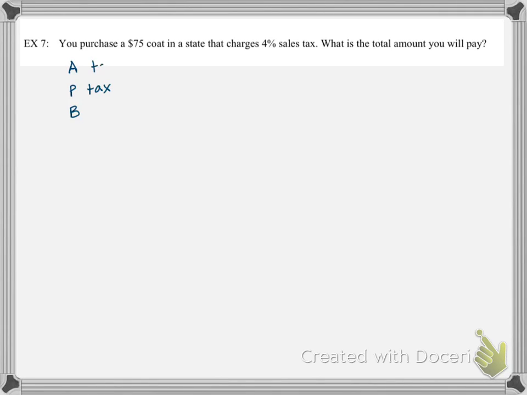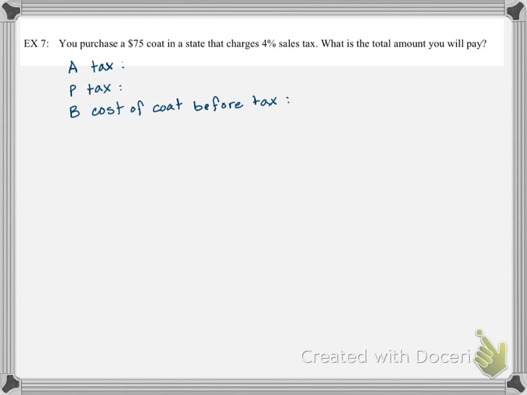Which means that our amount also has to represent the tax. And what's our base? Or what does it represent, rather? The cost of the coat. Yep, but is it the total cost of the coat? It's the cost of the coat before the tax, right? This is one of those situations where we're adding or taking away something. And so the base is the cost before tax.